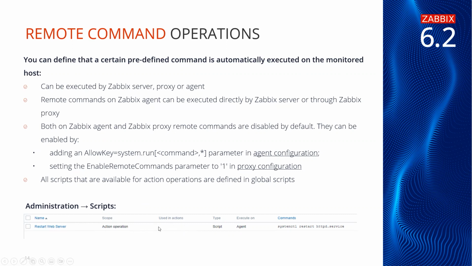because otherwise you won't be able to select this script on the operations. Use it in actions. In my example, it was not set yet, but it's going to show all the actions where this is set. The type is script, and I'm telling this to be executed on the agent level. The agent is going to be executing this command. And here's the command. It's a simple command. We all know this if you were working with Linux for a while. systemctl restart httpd, which restarts the Apache web server service.